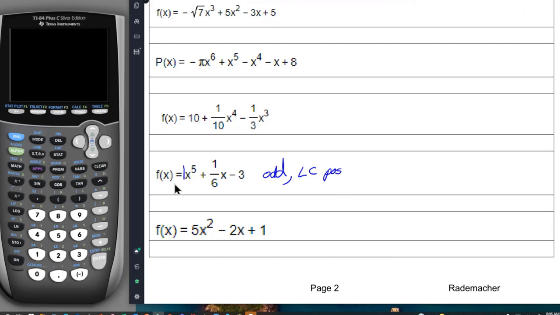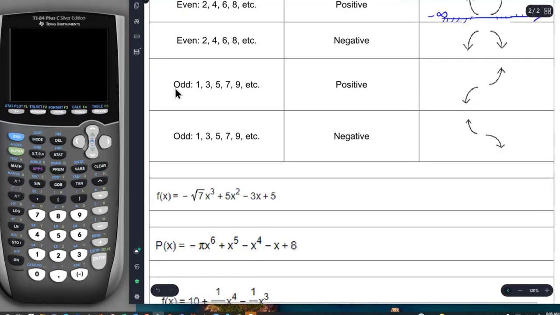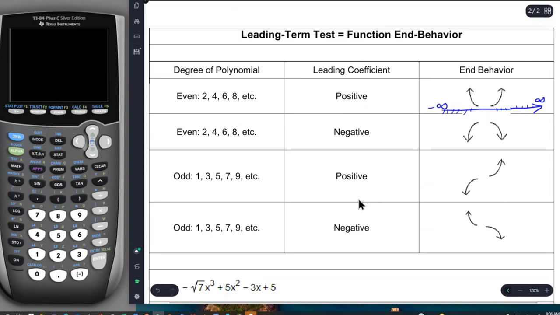Then I don't even have to graph this because I know that out on the edges at negative infinity, at positive infinity and negative infinity, the graph is going to go up forever on the right and down forever on the left. So that's what this says. If the leading coefficient is positive and the degree is odd, you're going to have end behavior that looks like that.